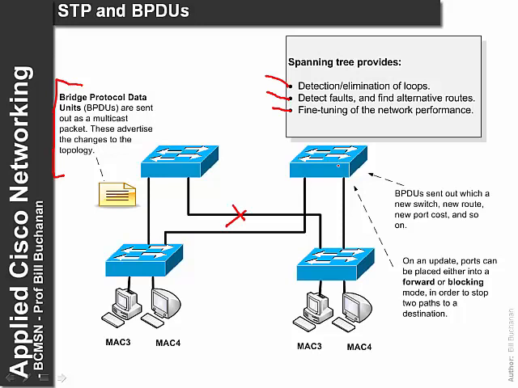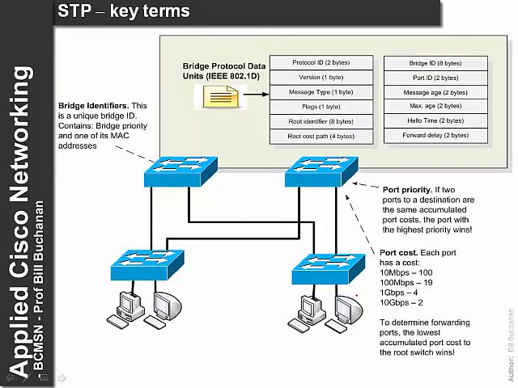So when a new machine is added, or a new switch is added to it, or where we have different switch cost ports, a BPDU is sent. When this happens, when an update is sent, certain ports can be set into either a blocking phase or a forwarding phase, and that can stop data from being transmitted into the network.